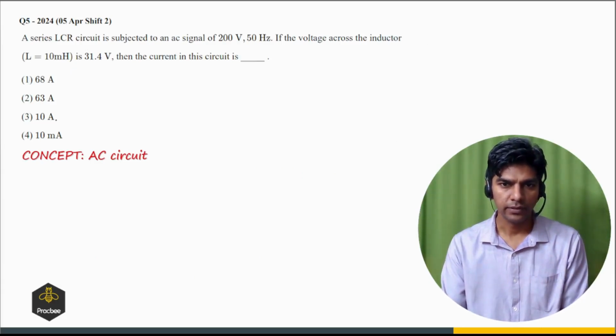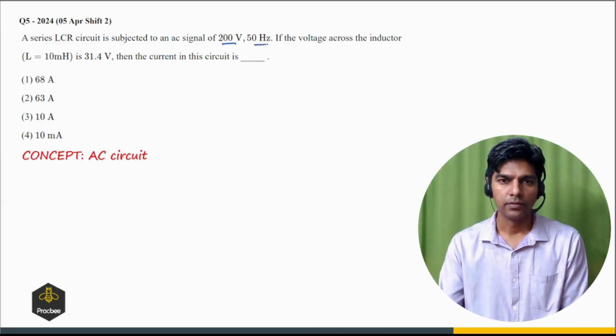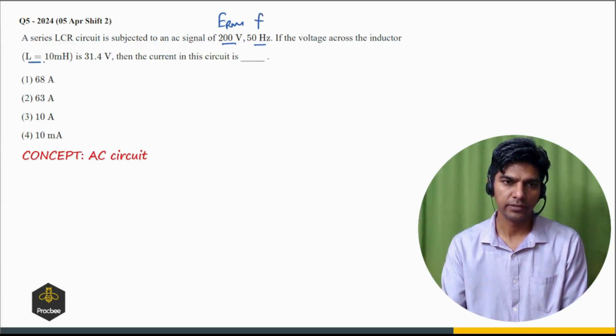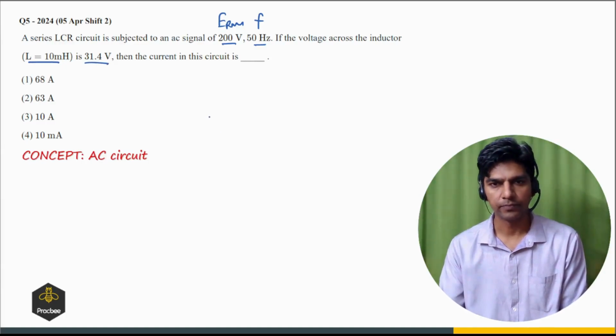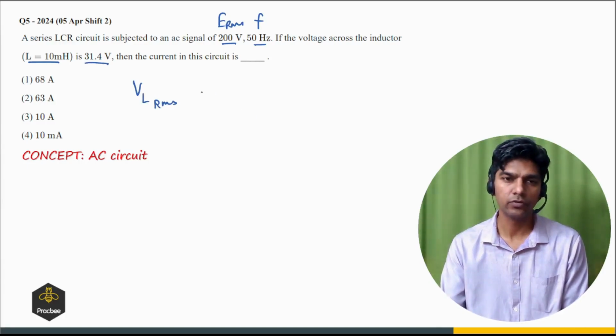Right, so in this problem, a series LCR circuit is subjected to an AC voltage of 200 volt and 50 hertz. This is RMS voltage and this is the frequency. If the voltage across the inductance, which is given as 10 millihenry, is 31.4 volts, then find the current in the circuit. So we have been given VL RMS, right? Whenever a voltage is given something like that, it is always the RMS value, not the peak value.